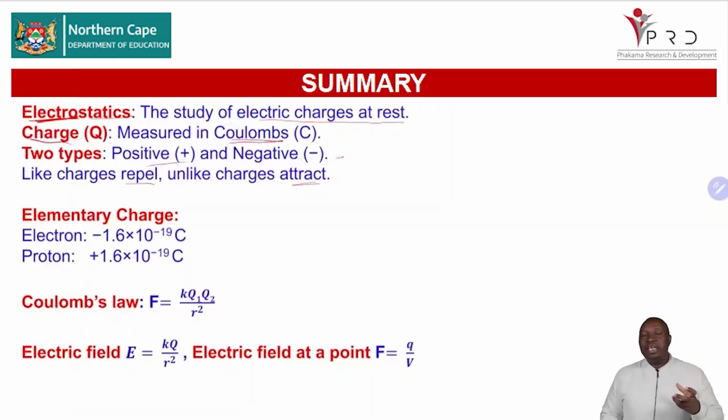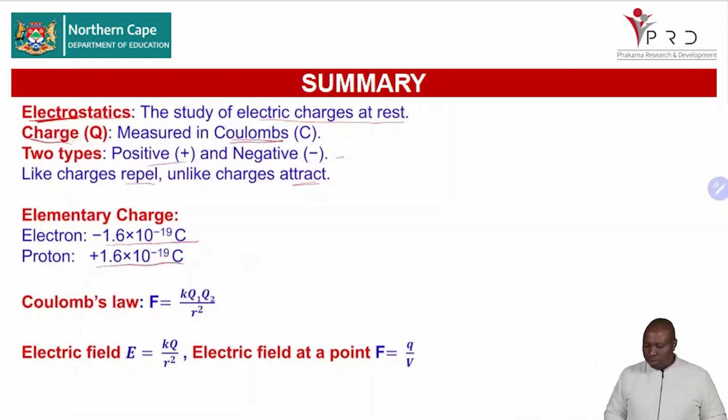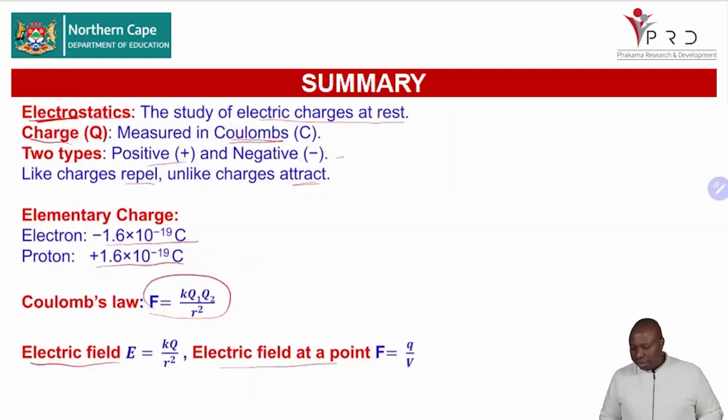And we have indicated the elementary charge to say the electron is negative 1.6 times 10 to the power of minus 19 coulombs. A proton, which is positive charge, is positive 1.6 times 10 to the power of minus 19 coulomb. And Coulomb's law, we have stated it using that formula. We have defined both electric field and electric field at a point. So the expectation is that you will continue to revise and do as many questions as possible as you prepare for your exams.